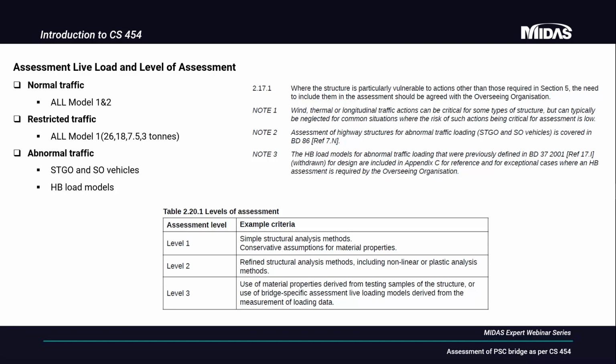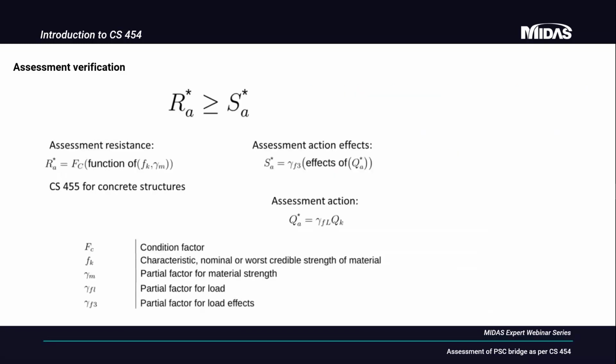And level 3 commands use of material properties derived from testing samples of the structure, or use of bridge specific assessment live load models derived from measurement of loading data. So for purpose of this session, we will be focusing on level 1, which is simple structural analysis methods, which leads to a conservative assumption of material property.